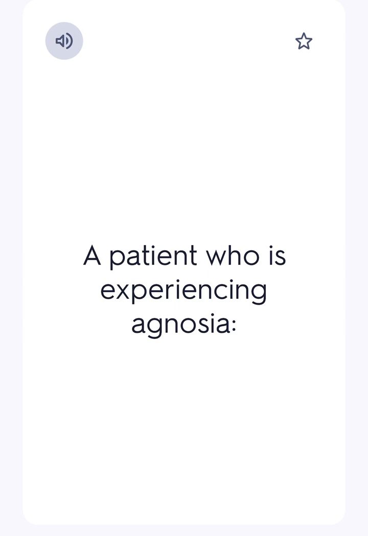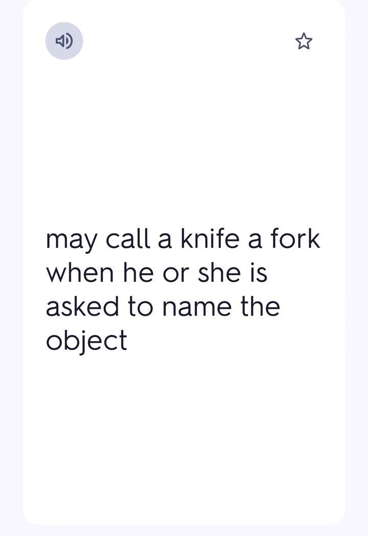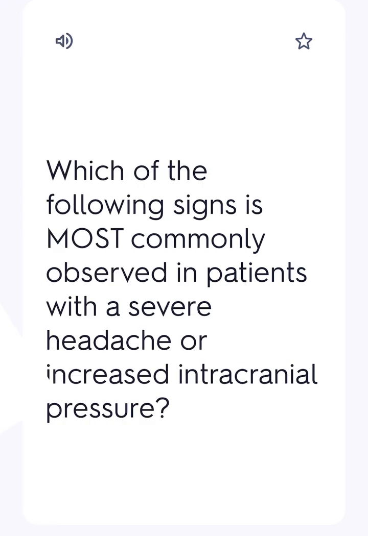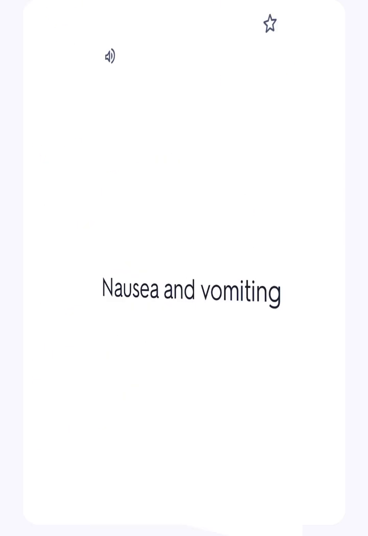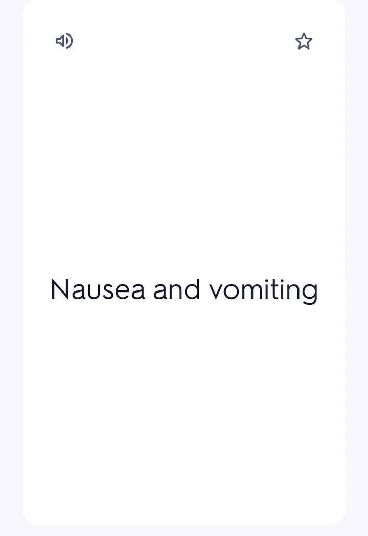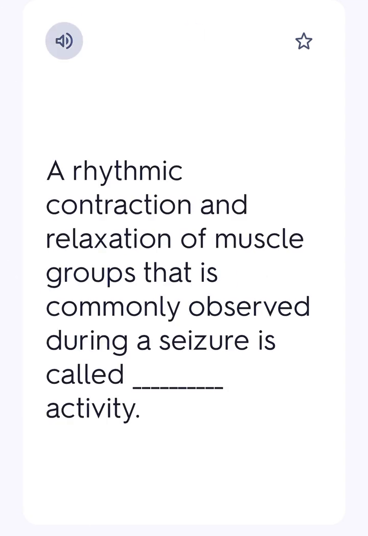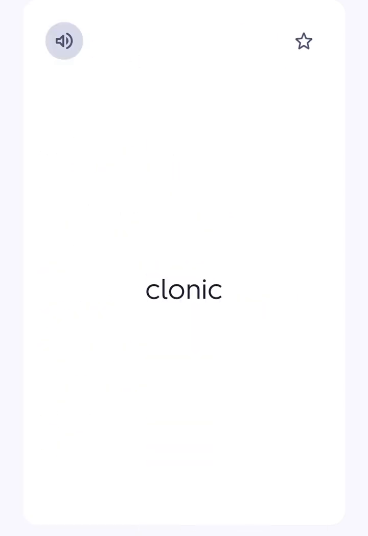A patient who is experiencing agnosia may call a knife a fork when he or she is asked to name the object. Which of the following signs is most commonly observed in patients with a severe headache or increased intracranial pressure? Nausea and vomiting. A rhythmic contraction and relaxation of muscle groups that is commonly observed during a seizure is called blank activity. Clonic.